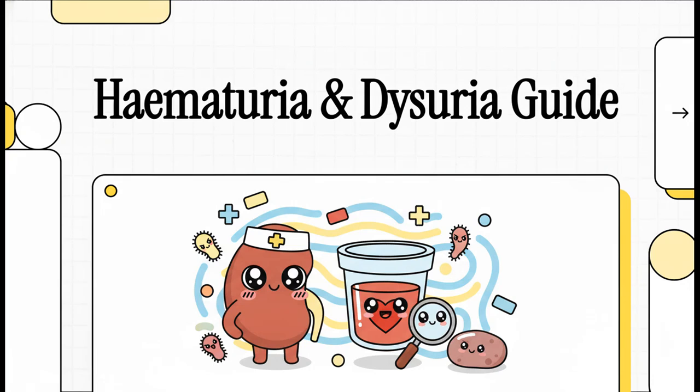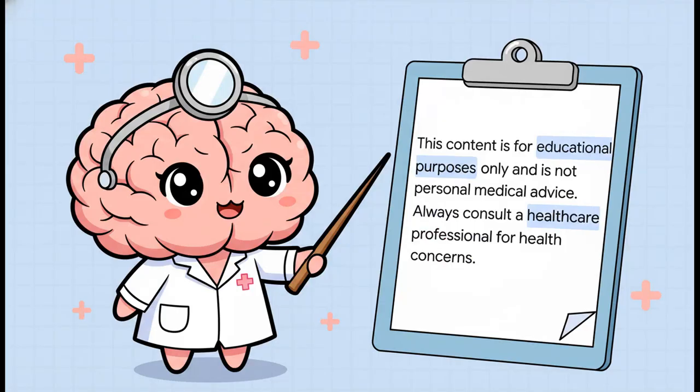Hey everyone, and welcome! Today, we're jumping into a topic that shows up all the time in clinical practice: blood in the urine. Now, this can be anything from a totally benign issue to a full-blown emergency. The trick is knowing how to think like a detective and figure out what's going on. So, let's dive in.